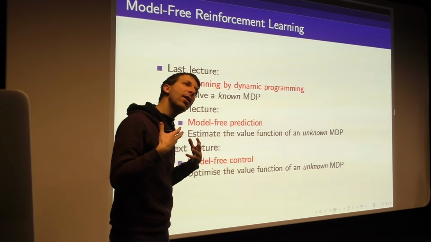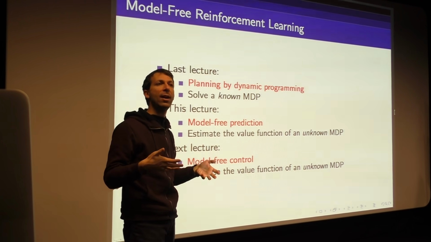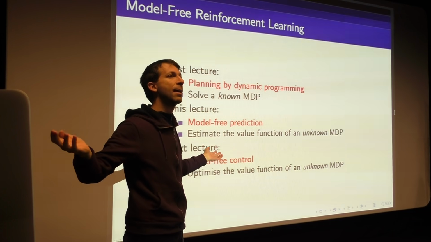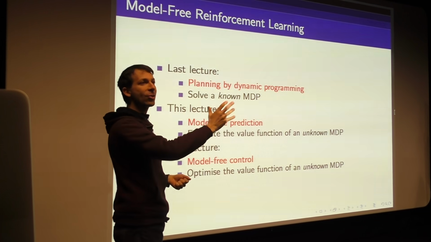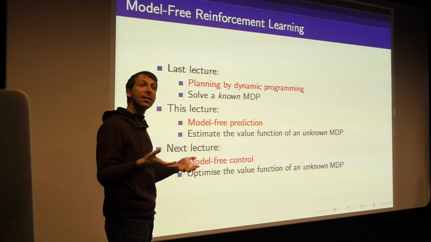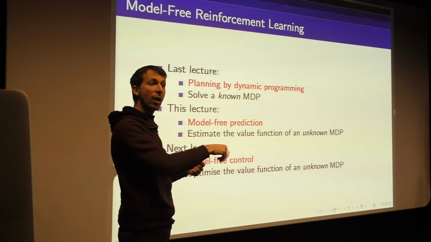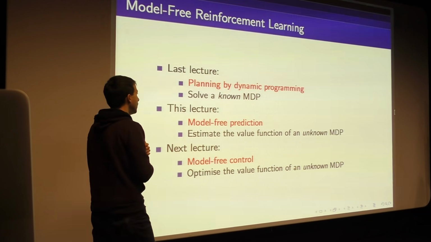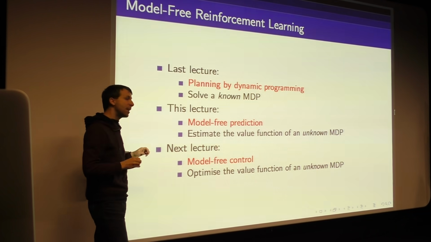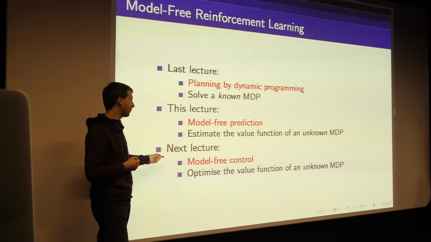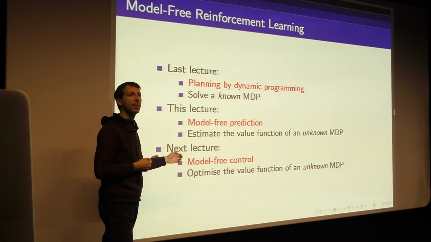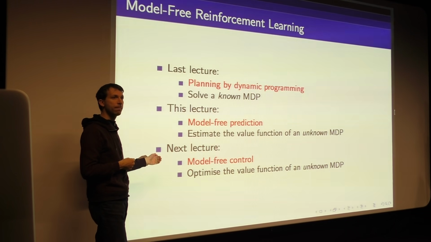And we're going to try and figure out how we can do that entirely model-free without anyone telling us the dynamics or the reward function of the environment. So now you can just run your factory and see how much reward you get and estimate the value function directly from just trying things and seeing what happens. And next lecture we'll use these core ideas to actually do control and find the optimal value function and hence the optimal policy for that MDP.